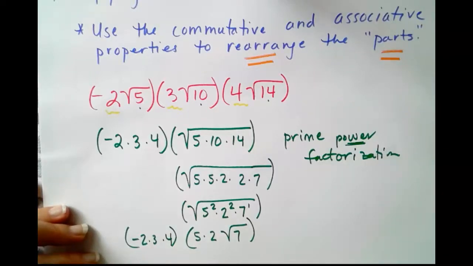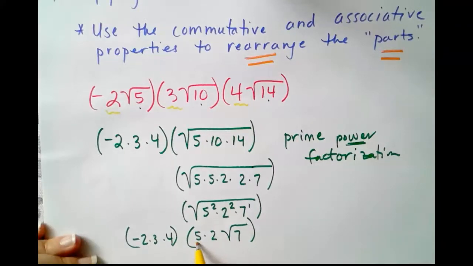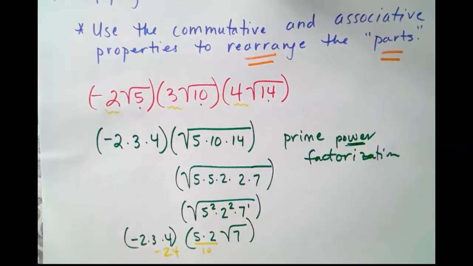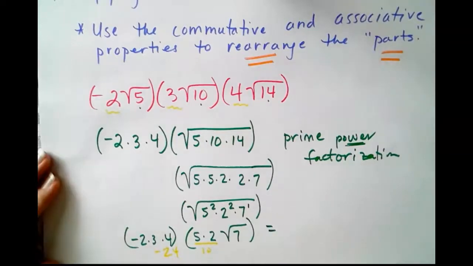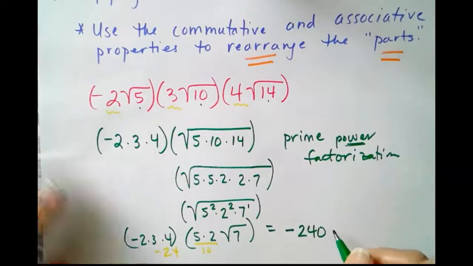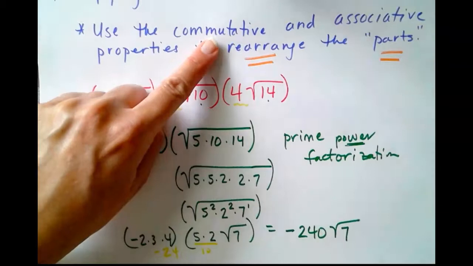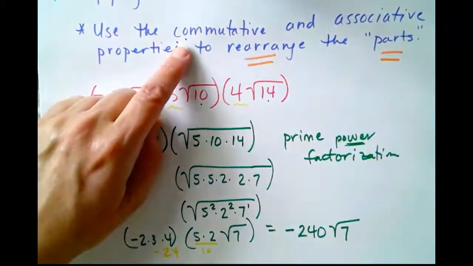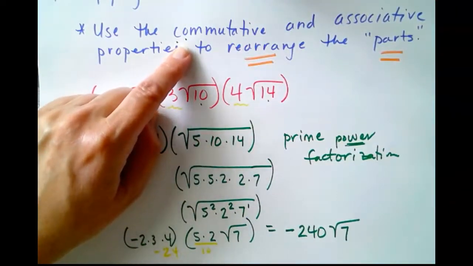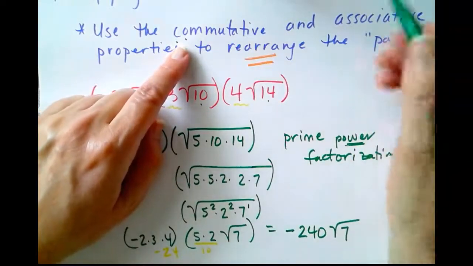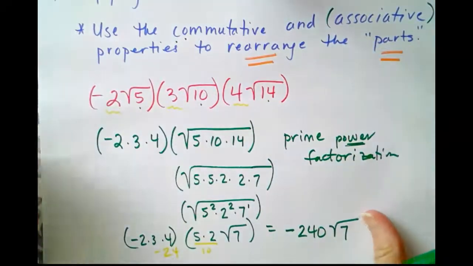So now might be the best time to start multiplying. So first of all, 2 times 5 is the 10, and this is negative 6 times 4, that's negative 24. So when we multiply straight across, 24 times 10, so negative 240 square root 7. Use the commutative property to change order when necessary, and the associative property, which will allow us to change the groupings.